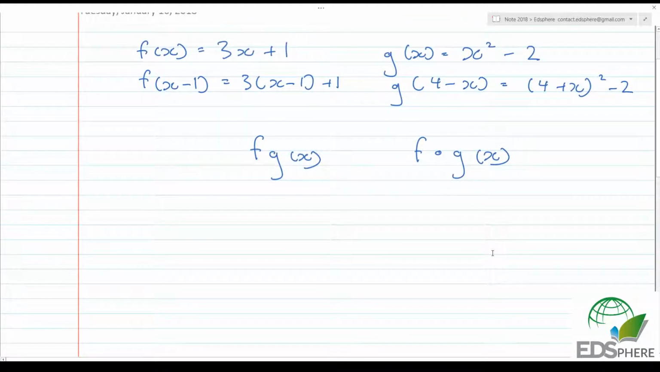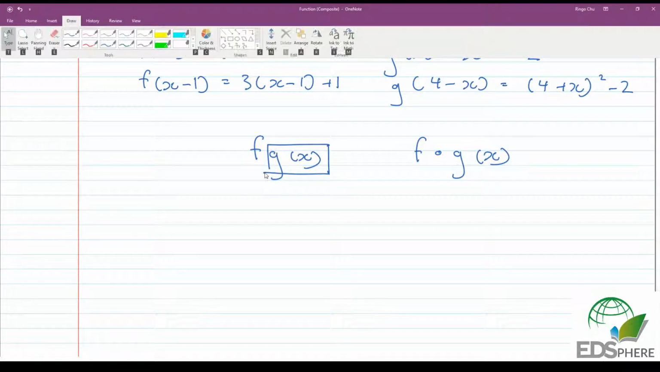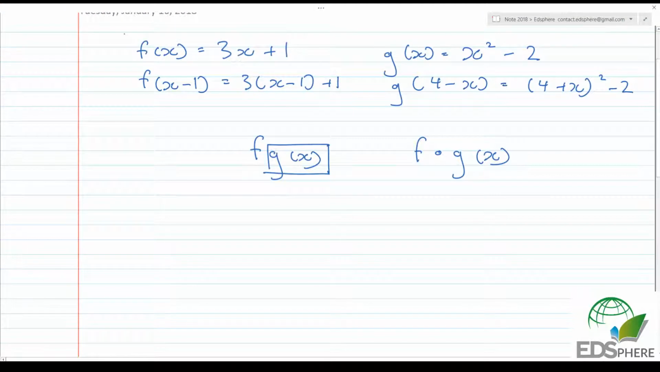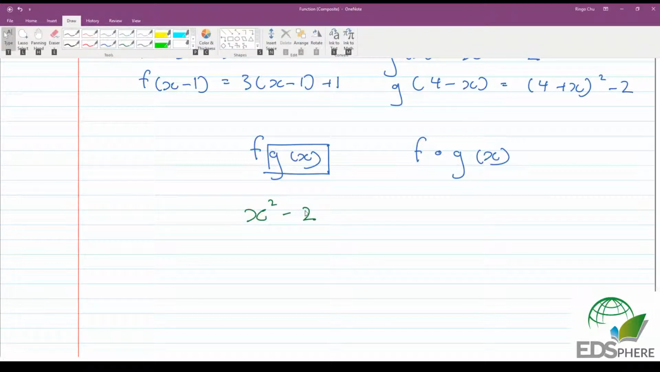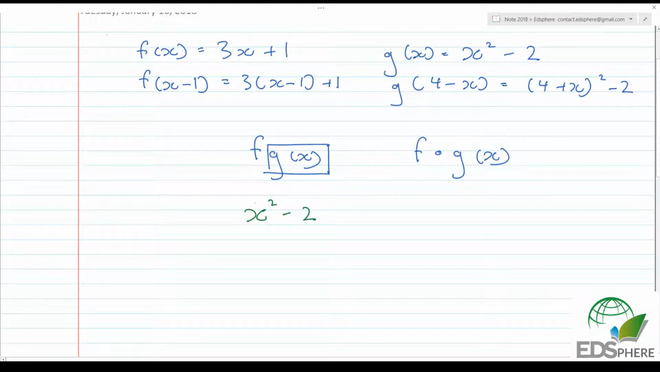All right, so what does it mean by a composite function? Well, it's simple. First, you look at what is on the right hand side. Well, I see g of x. So what does this g of x mean? Well, this is what it means. The g of x represents our x squared minus 2. And what is it about this g of x? Well, we have to put it into the f of x. So if I put f in front, this is exactly what I'm doing. And this is simply just 3 bracket x squared minus 2 plus 1.